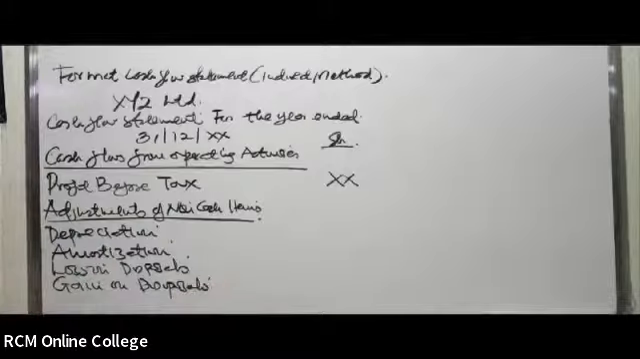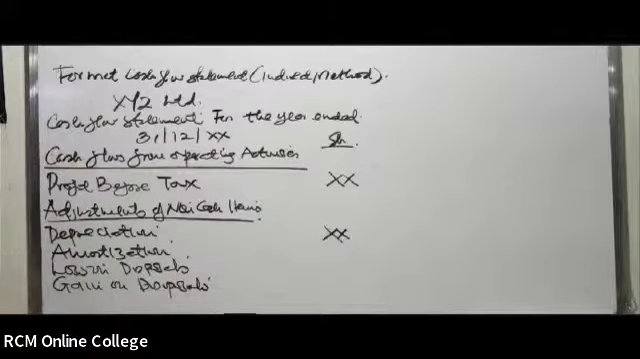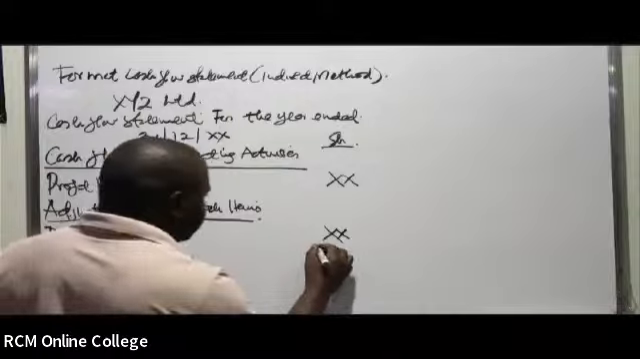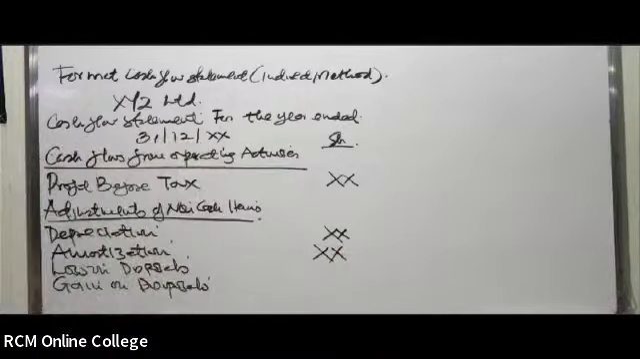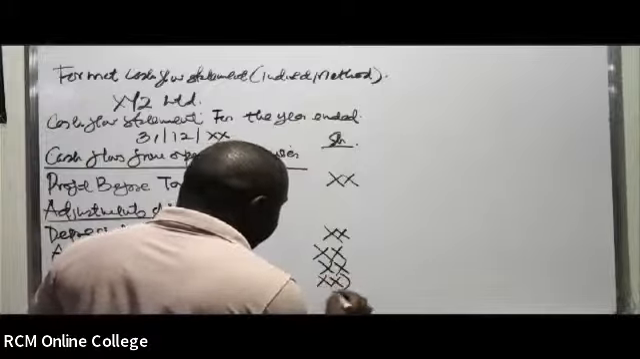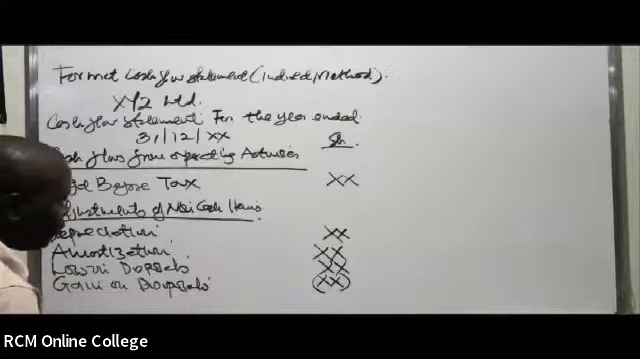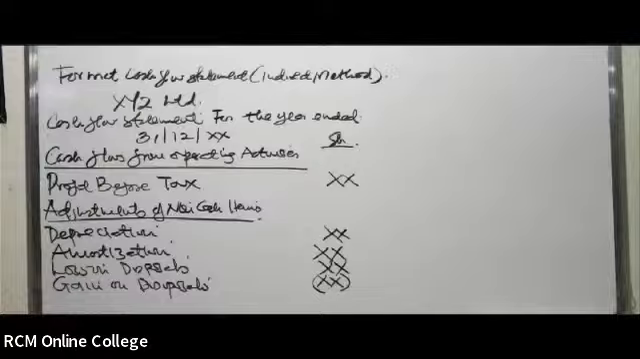Depreciation, you'll add, because it doesn't represent a real outflow of cash. Amortization you will also add. Loss on disposal, you'll also add. Gain on disposal, you deduct, because it doesn't represent a real inflow of cash. It's just a gain you've calculated there.